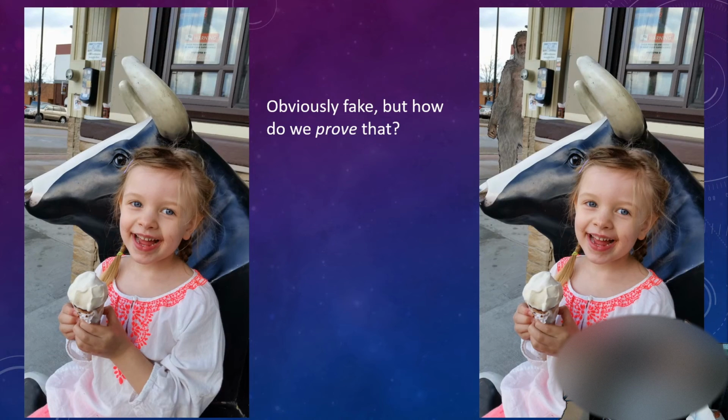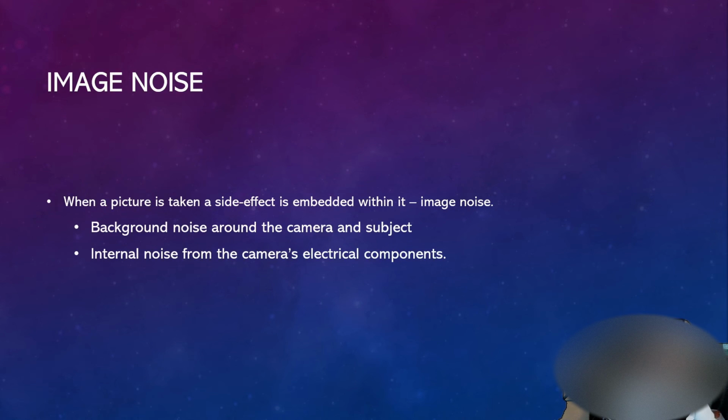So here we have that image. In this case, it's not altered to be an advertisement. We can see that there is a Yeti in the background. And I can assure you, this is not proof of Bigfoot's existence. This is an altered image, but how do we prove that? Well, in this case, we're going to use another advanced image analysis technique known as noise analysis.